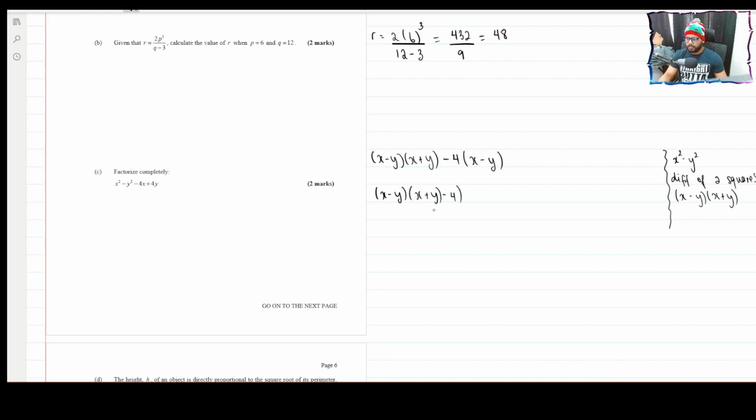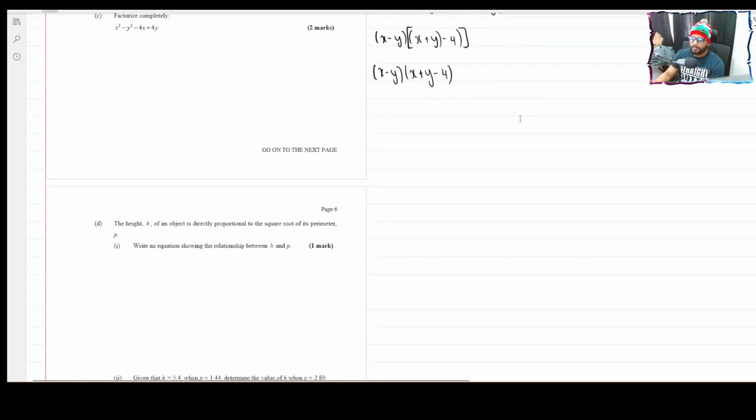If you wanted, you could have put the x plus y in a bracket and take away the 4 last, but it doesn't matter because nothing will be affecting that negative 4 at the end of your brackets. But if you want to leave it like this, you can leave it like this. But ideally, you will want to simplify it as x minus y into x plus y take away 4.